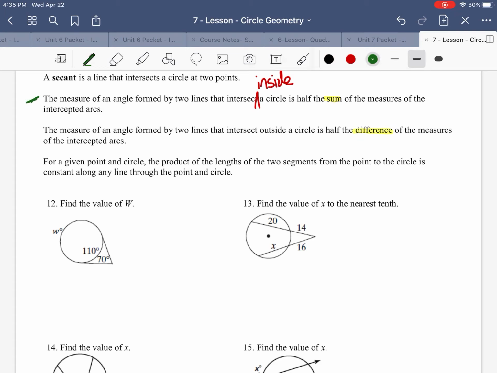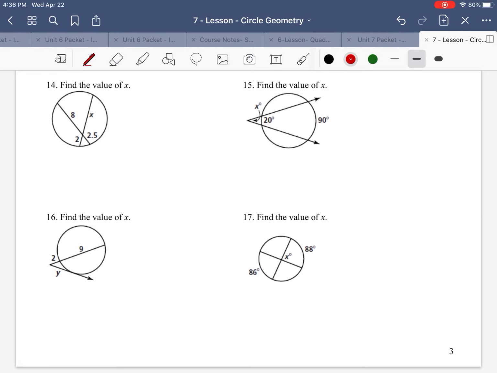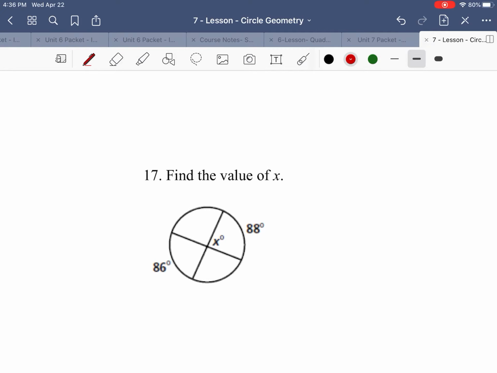I'll try to color code it a little bit. I'll go green for this one. All right, so, well, actually, I'll go red because that's how I made the little annotation there. So, intersect inside a circle. So let's hop on down to number 17.